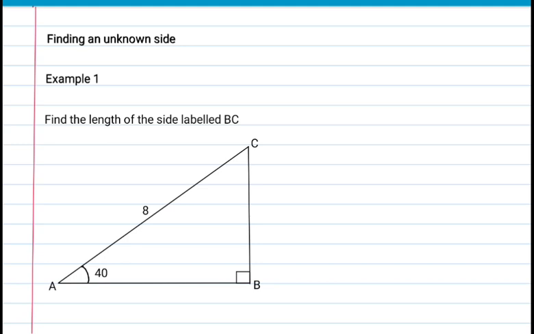For this first example, we're going to be finding the unknown side. So let us look at this example. The example reads, find the length of the side labeled BC. We want to firstly look at BC, which is B here, and we find our C here. So the side that we're going to be focusing on is this side, which is BC. This is our unknown, so we just place BC here.